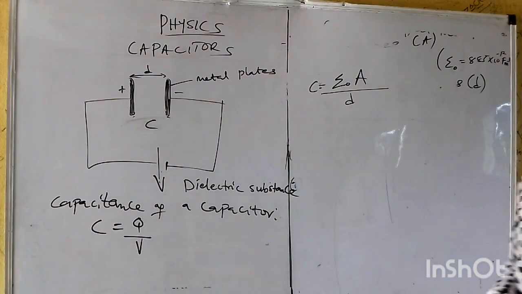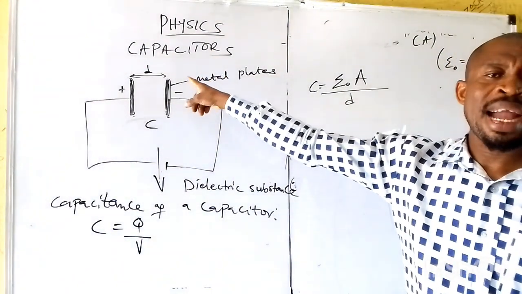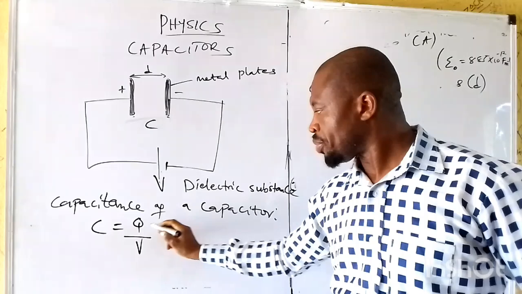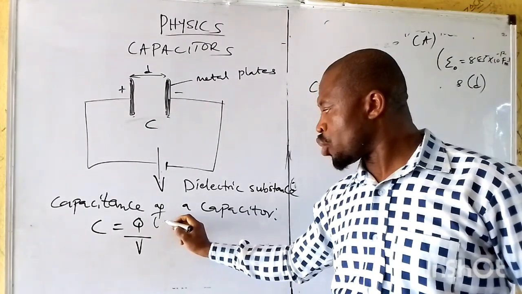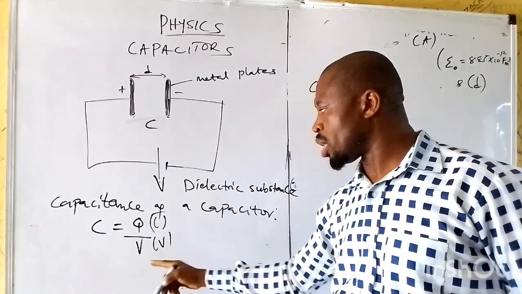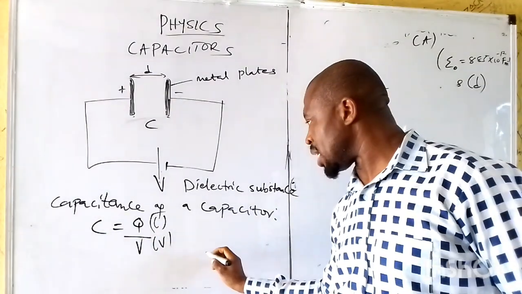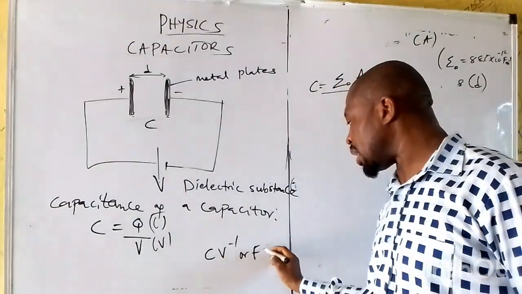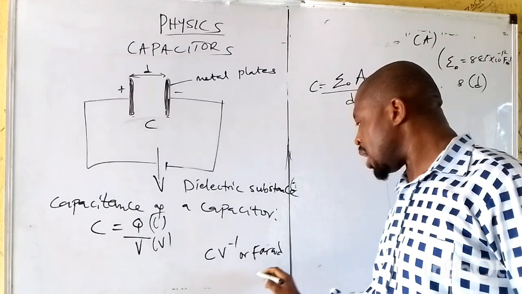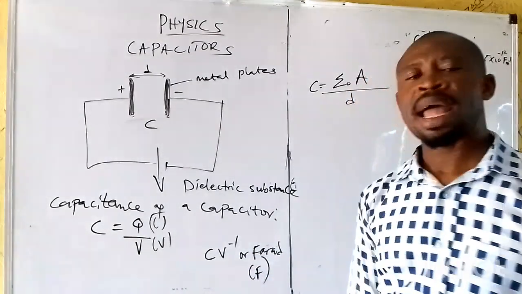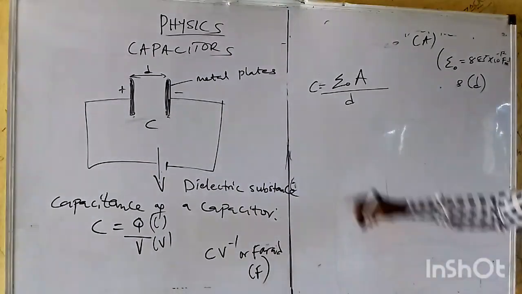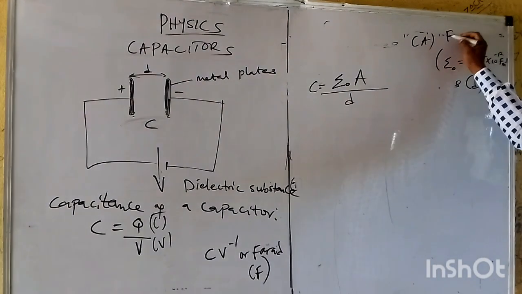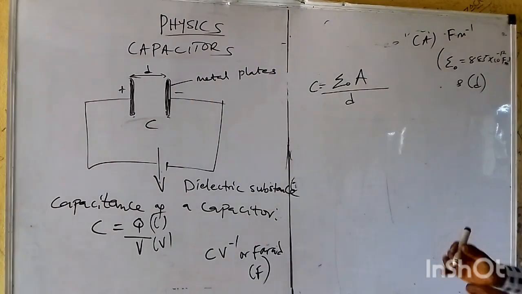Sorry, I forgot to tell you the SI unit of capacitance. Remember, this is in coulomb, while this one is in volts. Therefore, the SI unit of capacitance is coulomb per volt, otherwise known as farad, designated with letter F. That is why we have this as farad per meter.